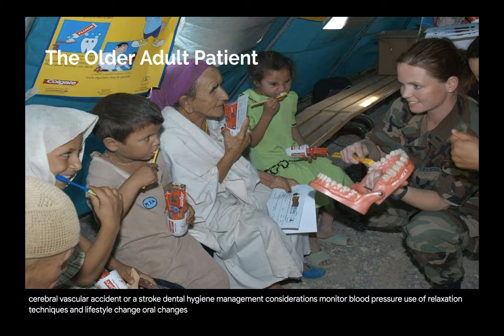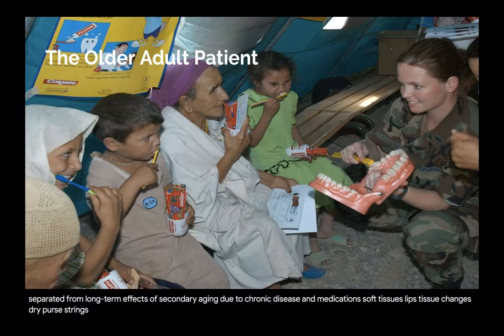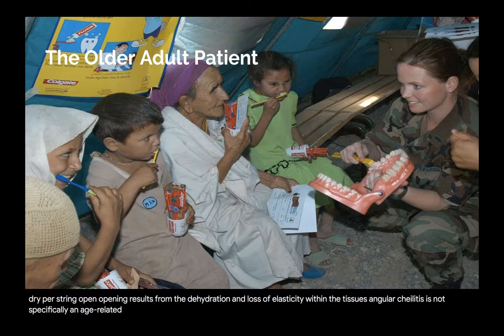Oral changes associated with aging. Healthy tissue features of primary aging need to be separated from long-term effects of secondary aging due to chronic disease and medications. Soft tissues, lips: tissue changes, dry, cracked lips during opening result from the dehydration and loss of elasticity within the tissues. Angular cheilitis is not specifically an age-related lesion, but it is frequently seen among older adults. The etiologic factors may be candidiasis and vitamin B deficiency.